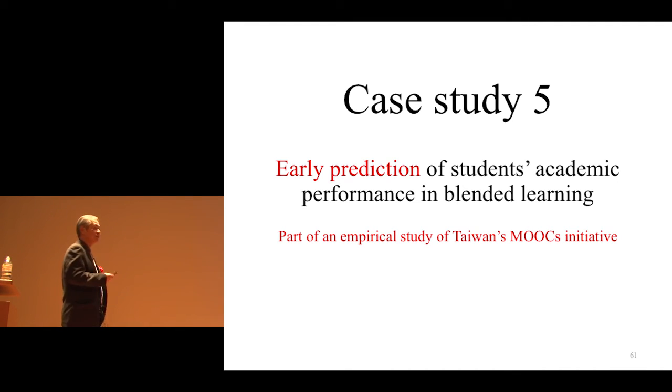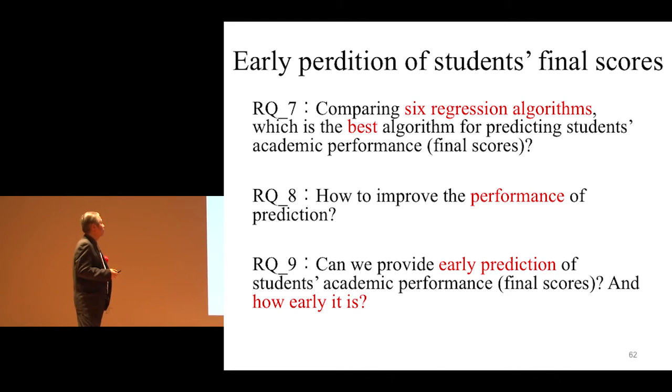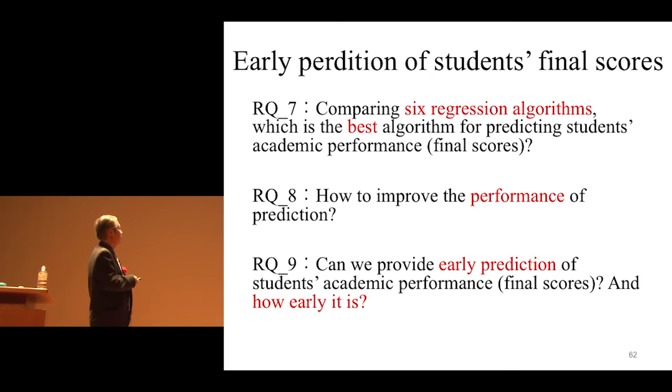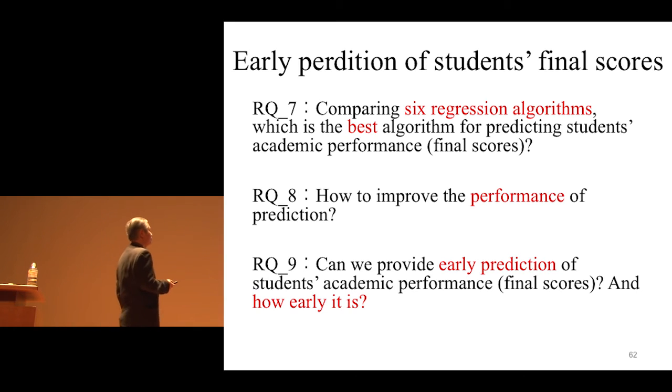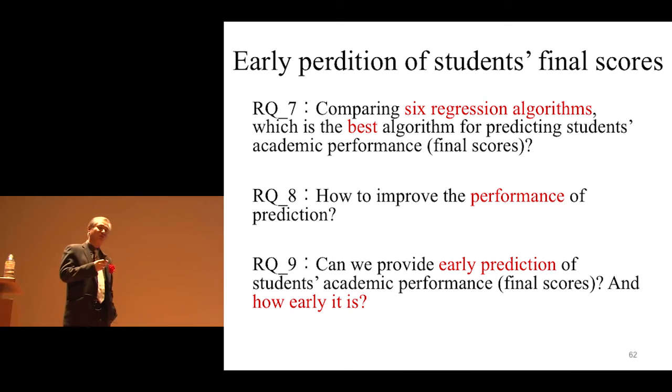Can we do early prediction, not just prediction, but as early as possible, of students' academic performance in blended learning? So here are the questions we ask. Compare the 6 regression algorithms: which one is the best algorithm for predicting students' performance? How can we improve the performance of prediction? And finally, can we do early prediction, and how early is it?